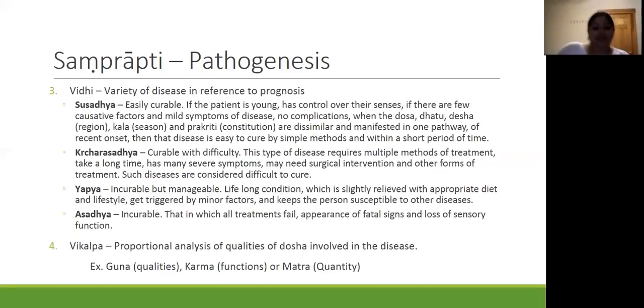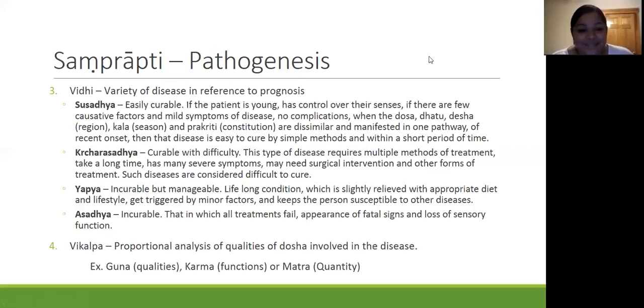Okay? And the last is asadhya, which is completely incurable. We can't do anything about it. We can't touch it. All treatments will fail. And it also indicates that there will be signs or fatal signs that indicate imminent death. Okay? And also in conditions where there's loss of sensory function, those are asadhya or incurable conditions. There isn't anything we can do about it. So in Ayurveda, there are conditions that we know that we cannot cure, that it's beyond our scope of practice. Okay? So we do not take every single thing on. We know where our limitations are.